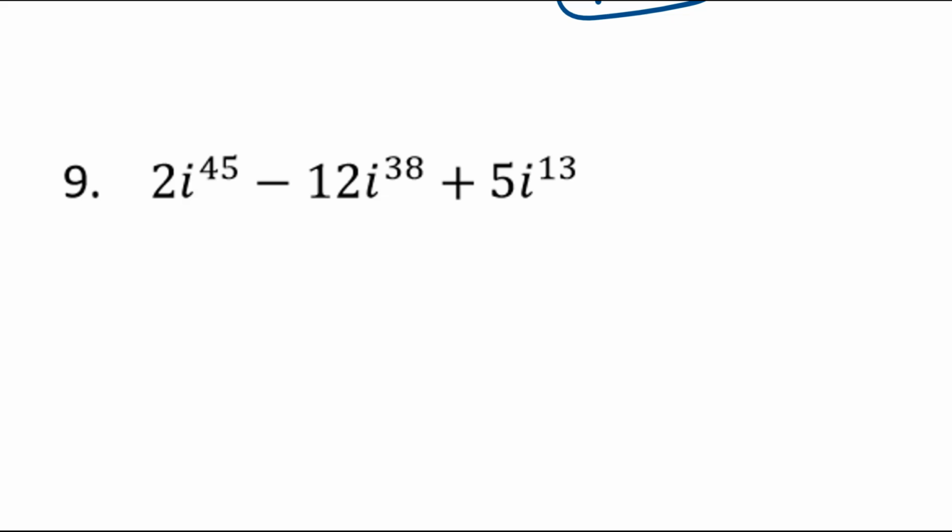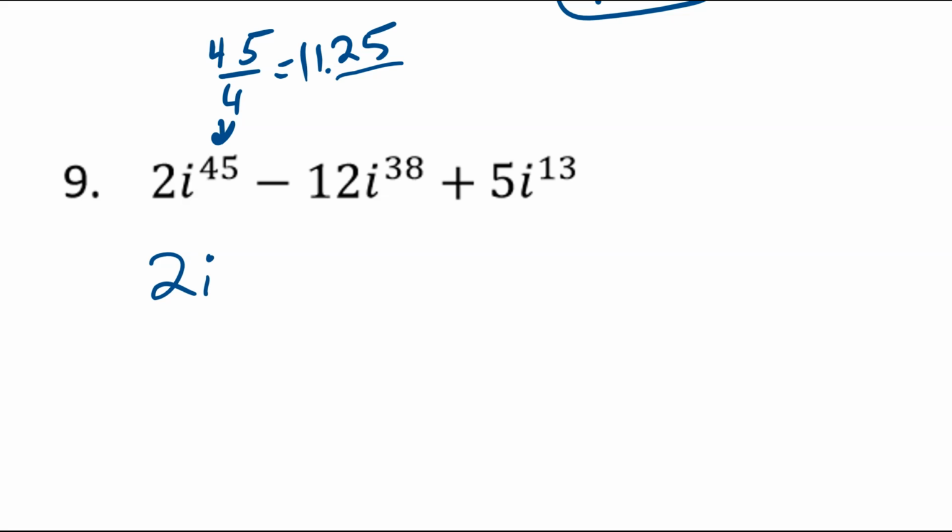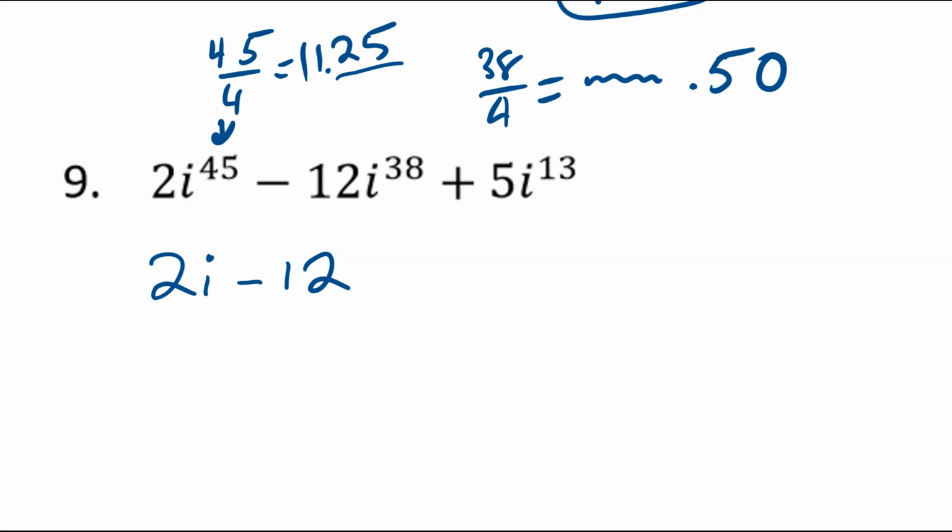And number 9, just a couple more terms to deal with, but it's still the same process. When you divide these in your calculator, you're looking for what the remainder is going to be. So when you do 45 divided by 4, it goes in 11.25 times, and again, that's a remainder of 1. So I'm just going to change that to 2 times i to the 1st, or just i. Minus 1238 divided by 4. If you plug that in, you'll see your remainder is 0.5, so that turns into i squared.